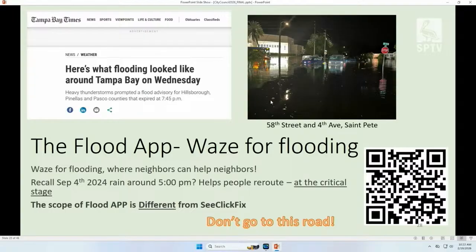So here are the news clippings about 58th Avenue and 4th Street flooding, and one of the persons said, oh, wait a minute, it'll be really helpful for me to know if the flood water is gone, because this person had to park her car a long way off and then walk.